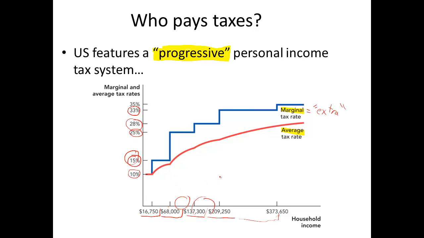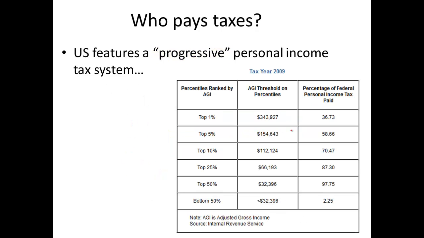So you notice that people's tax burden does grow. It never quite catches up with that highest marginal rate, which is 35% on all income above $373,000. You see the average tax rate follows this upward sloping curve. As you make more money, you pay higher tax rates, both marginal and average.